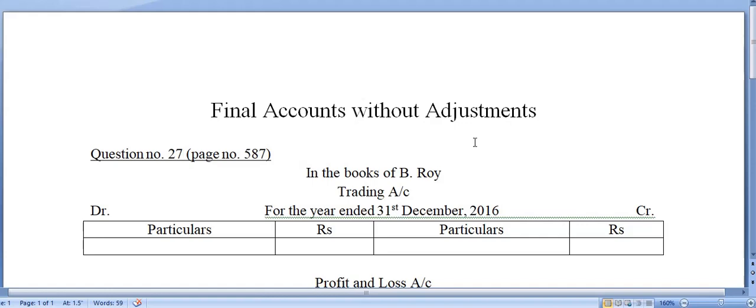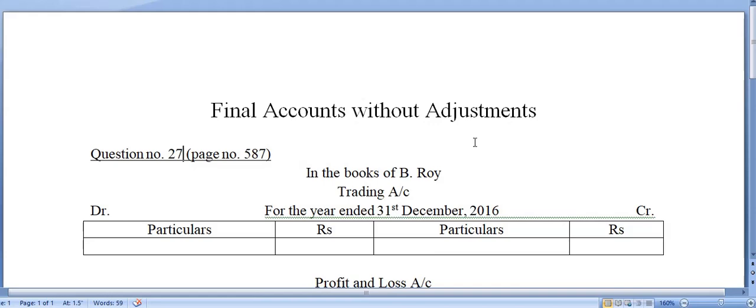Like direct income, direct expense, indirect income, indirect expense, assets, and liabilities. So you already know that we start with this accounting process or cycle. We start with journal entries, then we post them into ledger accounts, and from ledger accounts, we extract the balances to form a trial balance. And after trial balance, we prepare final accounts.